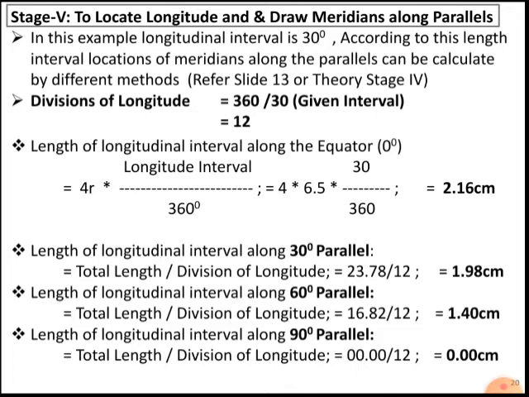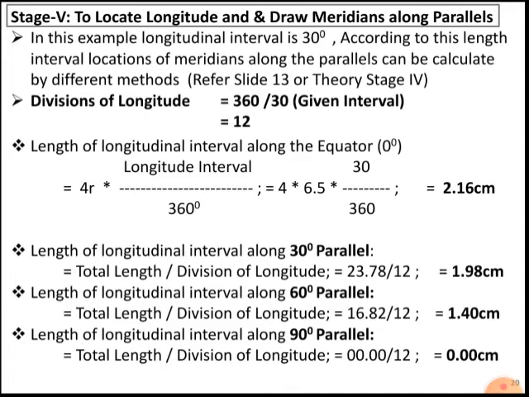As I showed you, there are different ways, but the simple one, using the division of longitude, will be easy to understand. So first of all, look at that division. How many divisions there would be, you have to decide. So 360 divided by 30, where 30 is the given interval. By that relation, we have 12 divisions of longitude.